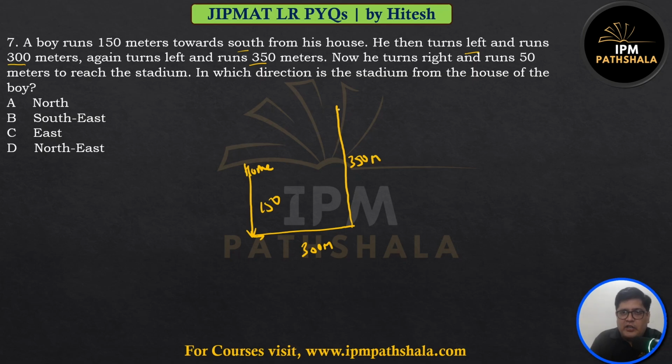Now he takes a right turn and travels 50 meters further. Now he has reached the stadium. Now the question is, what is the direction of stadium from home? So you imagine a compass here. This is north, south, east, and west. So if I connect the home dot with the stadium, the final destination dot, I am traveling somewhere between north and east. So the stadium is in the northeast direction from the home of the boy.